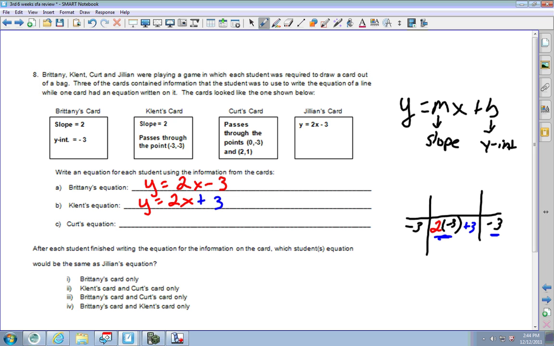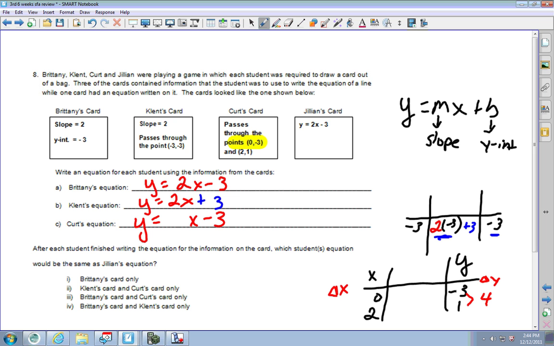Now Kurt's equation, they give you 2 ordered pairs, so I'm going to put in there 0, negative 3, and 2, 1. Do you notice anything about the points that they gave us? What information did they give us? They gave us the y-intercept already, so we do already know that. We need to find out the slope. I know that it's x minus 3. So here I'm going to do delta y, which is plus 4, and delta x plus 2. Delta y divided by delta x, 4 over 2 is 2. My slope is 2.